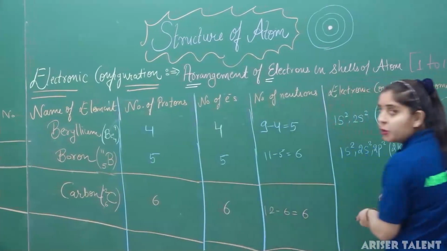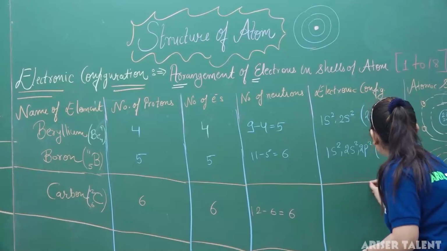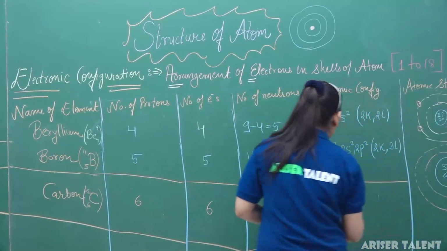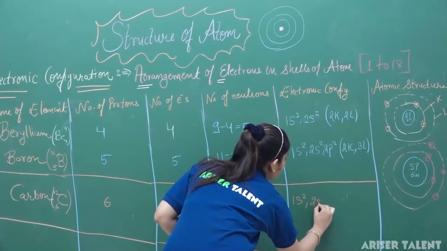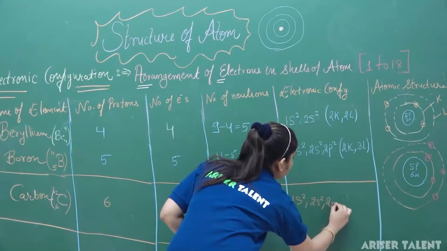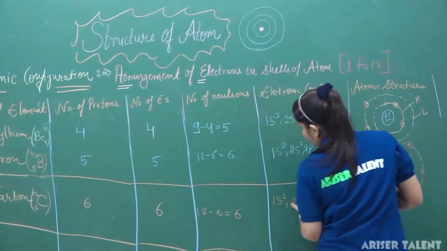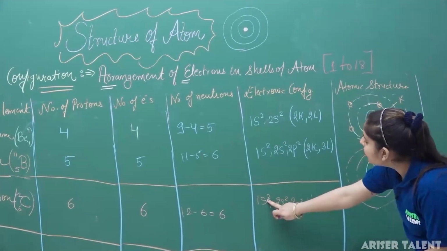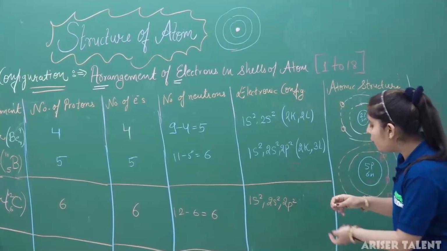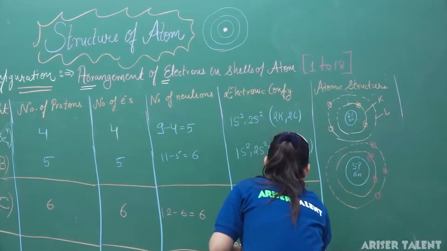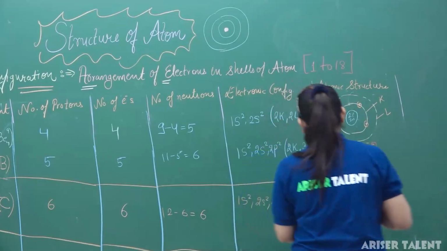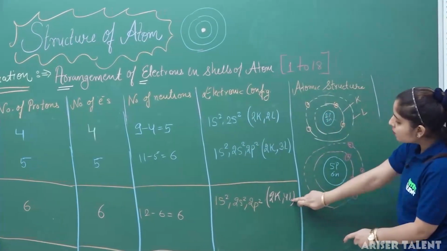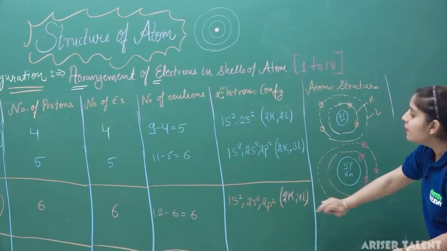Now we want to write the electronic configuration of that element. So electronic configuration will be 1s2, 2s2, 2p2. Again we have in K shell 2 electrons and in L shell we have 4 electrons. So it will have 2 electrons in K shell and 4 electrons in L shell. So 2 in K shell and 4 in L shell.